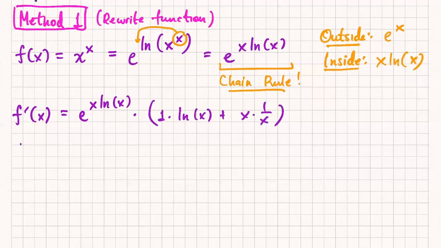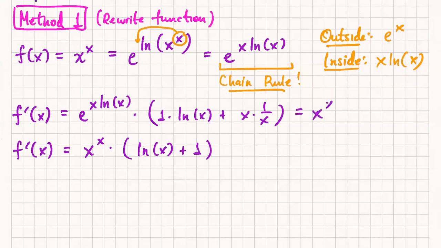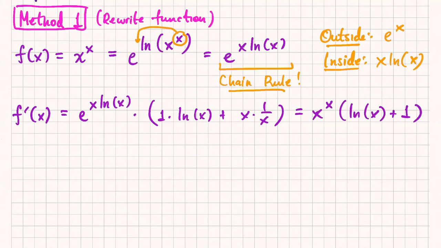And if you want to simplify, e to the x ln of x, we already know is x to the x. That's the original function. And here, the x and 1 over x cancel each other out. So you can write this as x to the x times ln x plus 1. Nice. Actually, I'll just write it over here to save a line. Now in the notes, we won't have that extra line, so get rid of it.